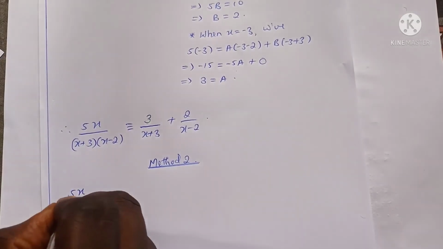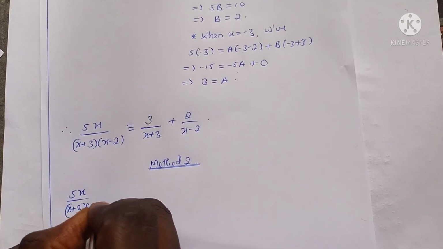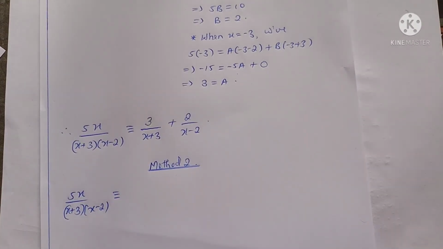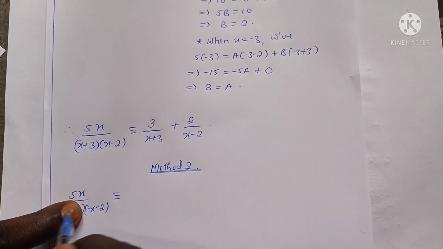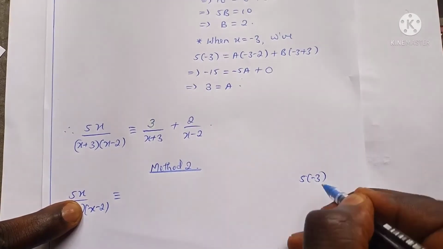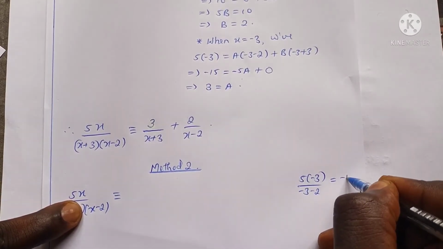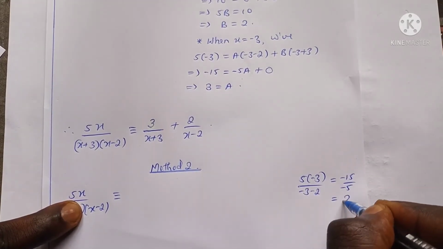So we have 5x divided by x plus 3 into x minus 2. So we say this is identically equal to, what we need to do here is to cover this factor, x plus 3, and we substitute negative 3 in the remaining part of the function. So if you substitute negative 3 here, we're going to obtain 5 into negative 3 divided by negative 3 minus 2. This gives us negative 15 divided by negative 5. And if you simplify this, we're going to have 3.